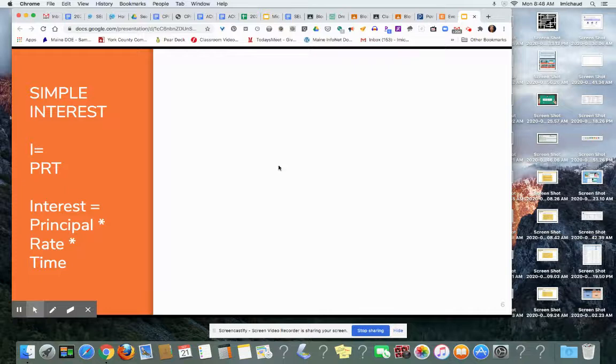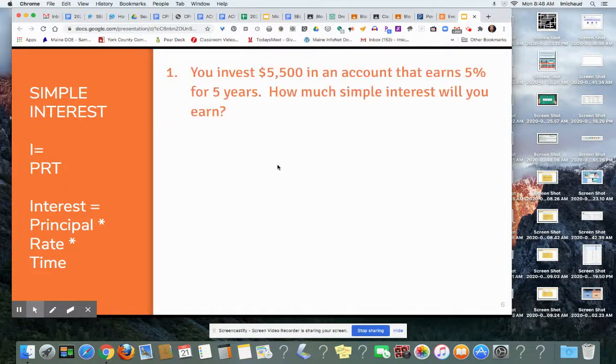So let's take a look at this first scenario. You invest $5,500 in an account that earns 5% interest for 5 years. How much simple interest will you earn? So you need to apply the formula that's listed over here. I is equal to PRT. So the principal is $5,500. The interest rate is 5%, so that's 0.05 as a decimal, and for 5 years. When you multiply that, the answer is $13.75.